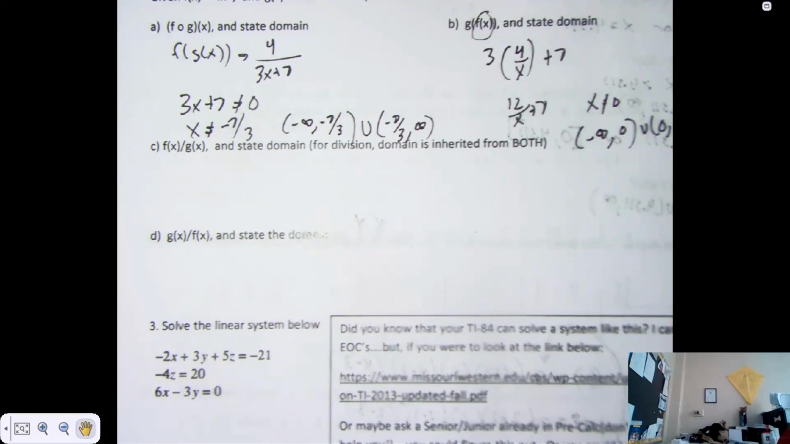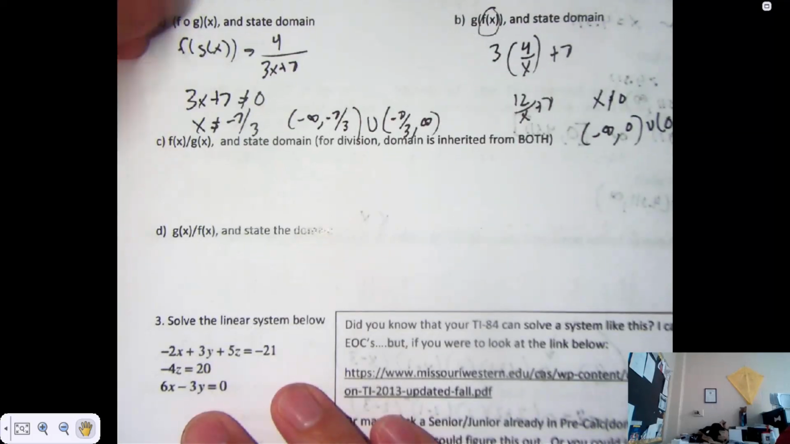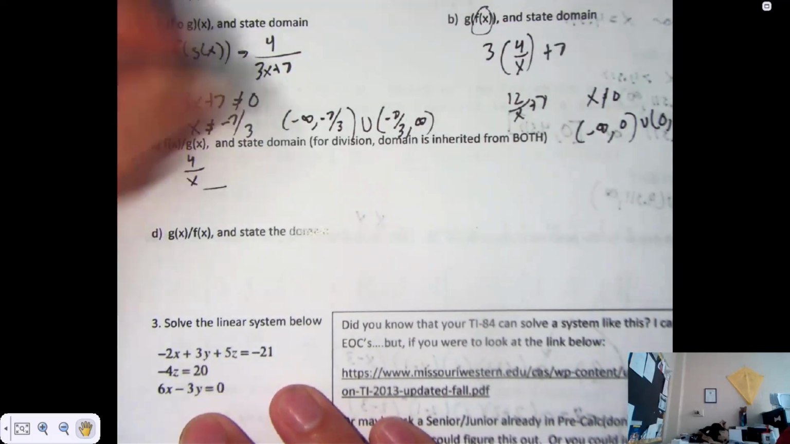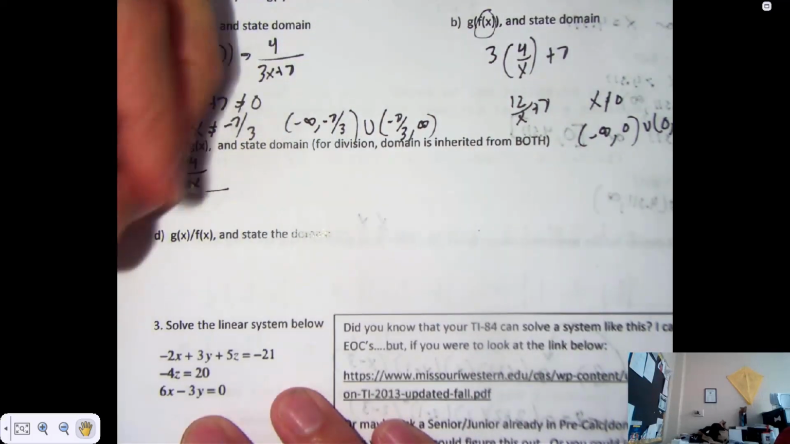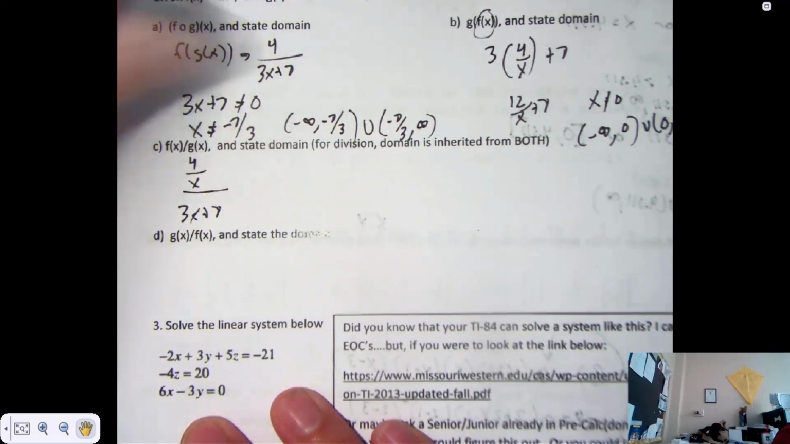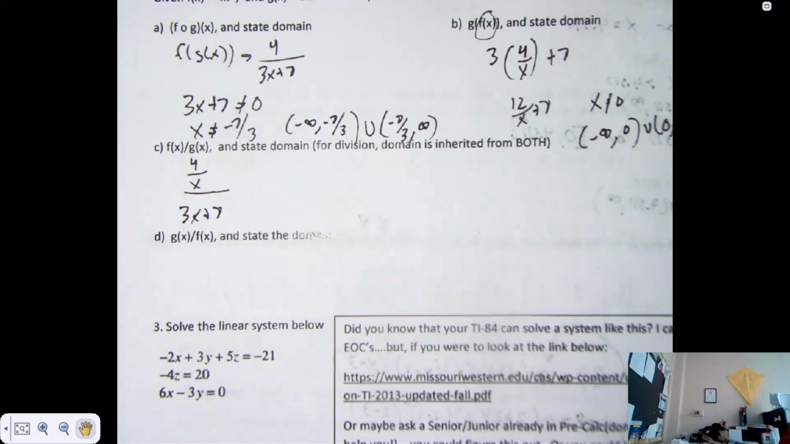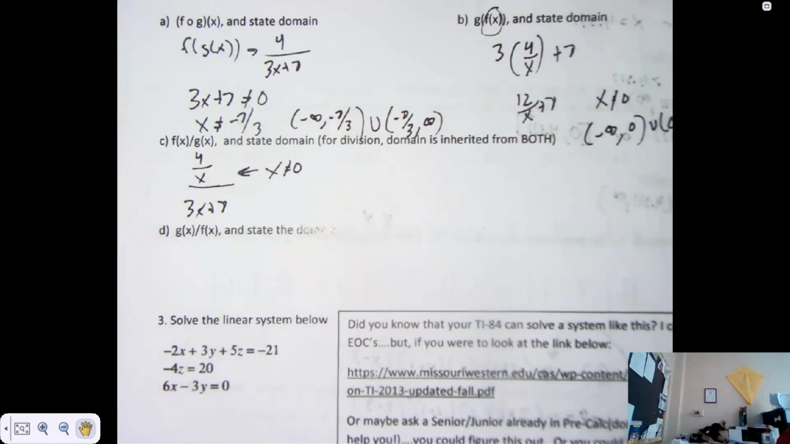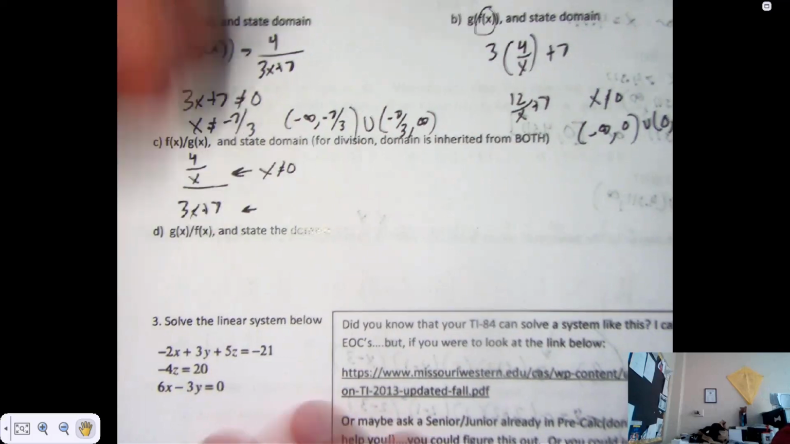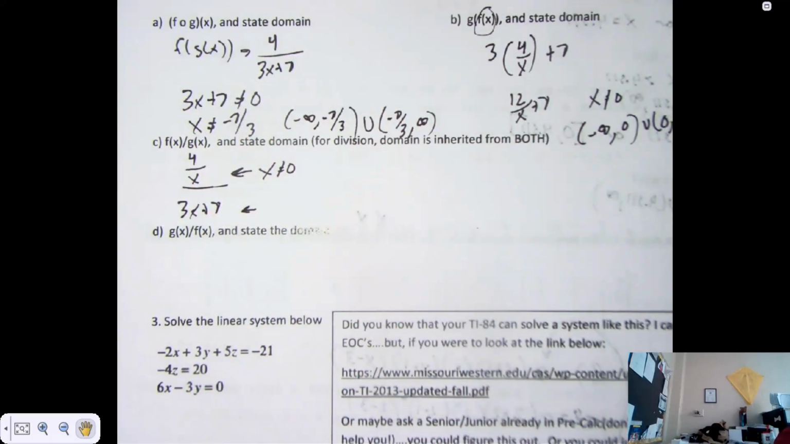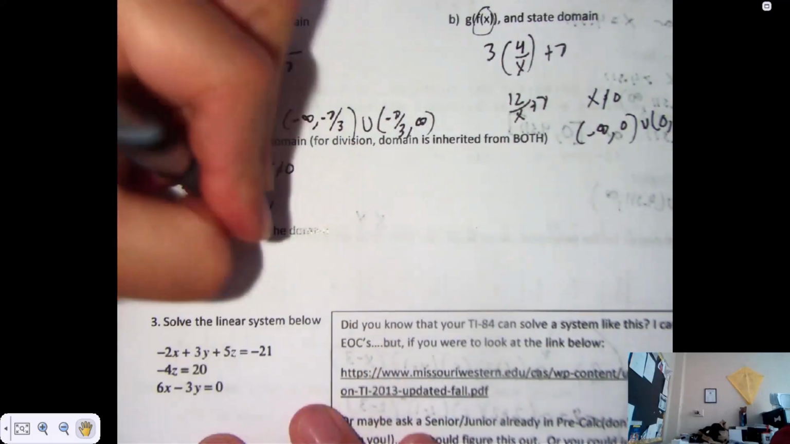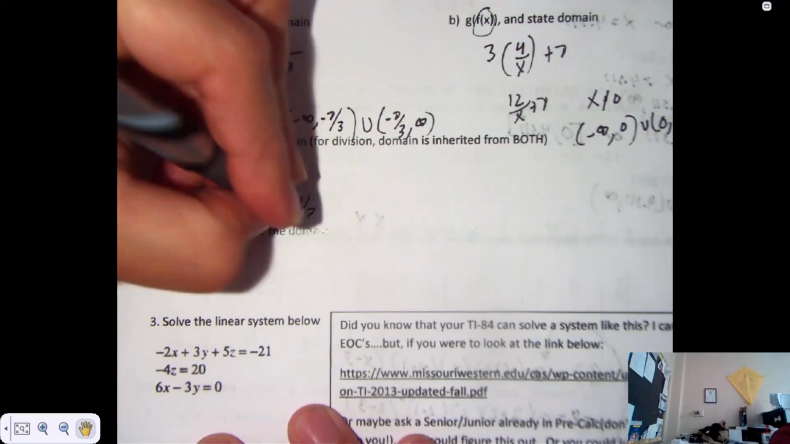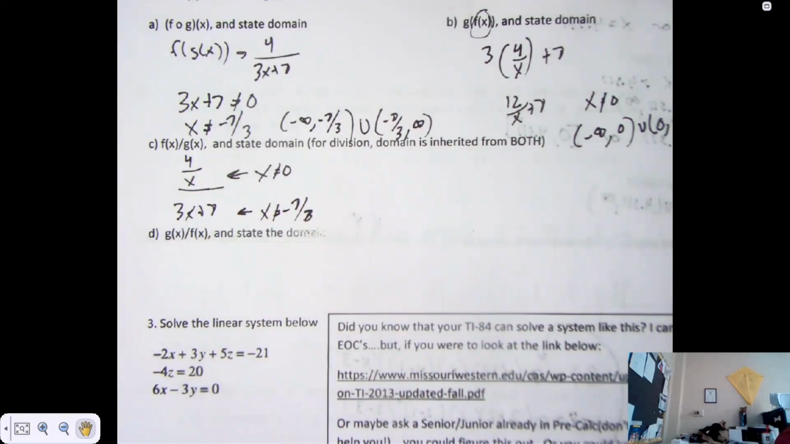All right, C is f of x over g of x. State the domain. Now, this matters when you set it up. F of x is 4 over x, and you're going to throw it over g, which is 3x plus 7. There are 2 situations where you can divide by 0. Do you see them? You could divide by 0 here, so you know that x cannot be 0 there. And you could divide by 0 there. We've already figured out that x could not be negative 7/3. Either one of those numbers causes a division by 0.